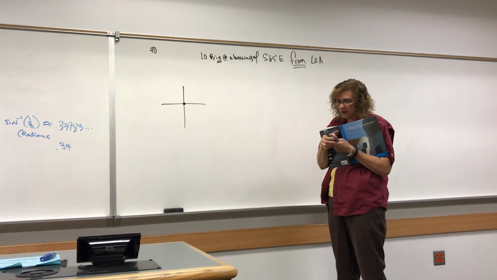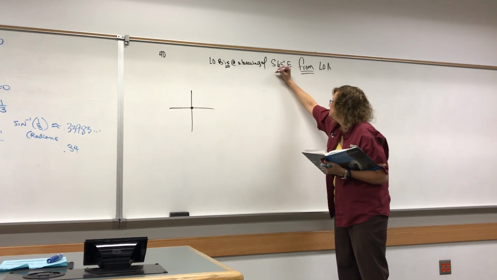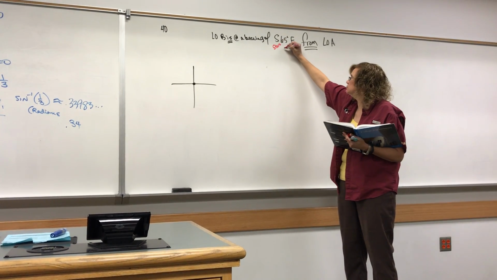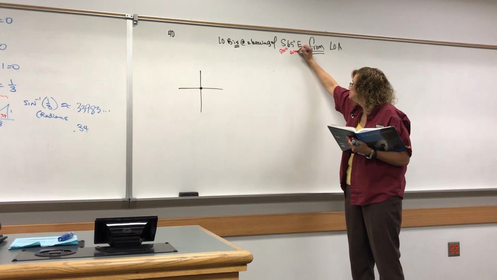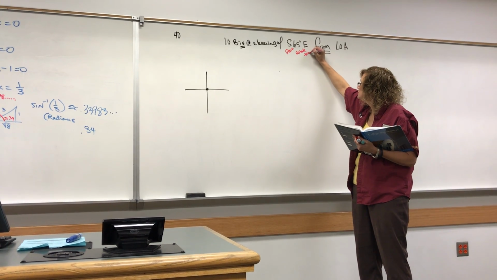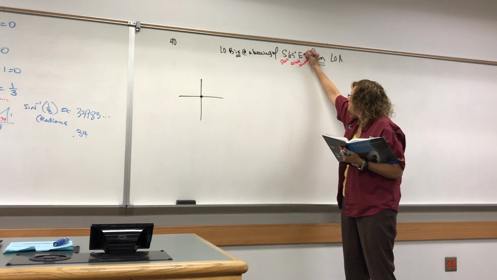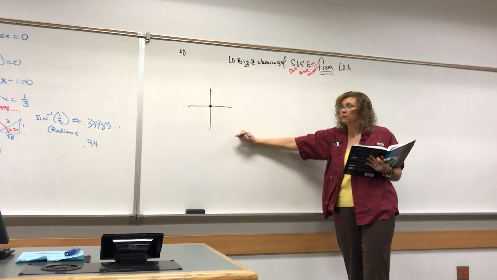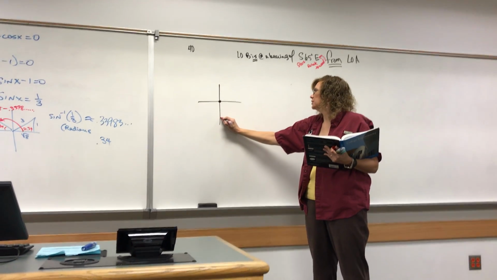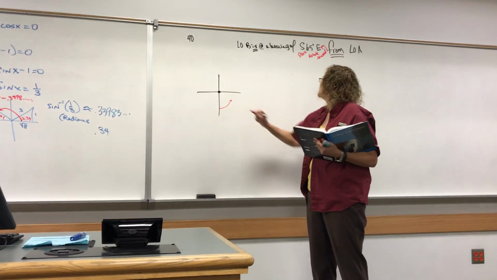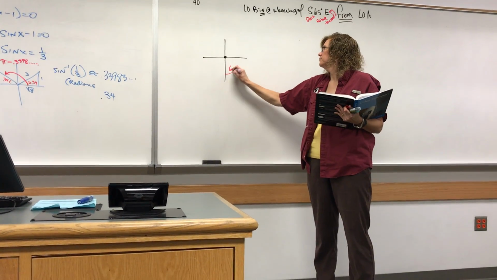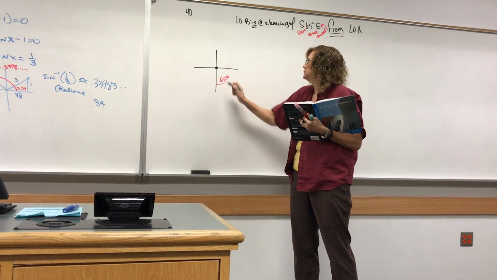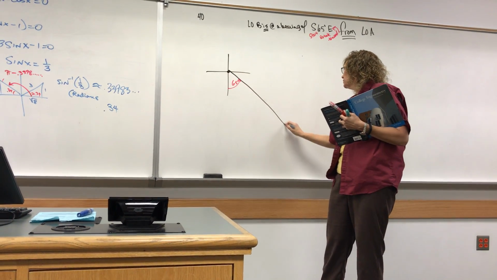So remember, with your bearing, you have to start from either north or south, and you rotate toward. If you start east and rotate toward the south, you're not doing it right. So we're going to start from the south, and we're going to go toward the east 65 degrees. Okay, so that means we're going to be somewhere along here.